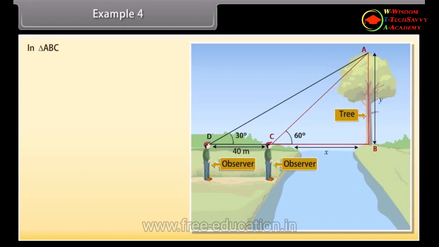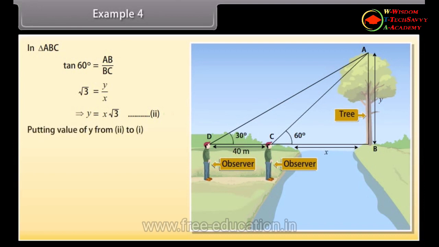In triangle ABC, tan 60 degrees is equal to AB upon BC, that is, square root of 3 equals y upon x, which implies y is equal to x into square root of 3. Equation 2. Putting the value of y from equation 2 in equation 1, we get x plus 40 is equal to x into square root of 3, whole into square root of 3, which equals 3x.